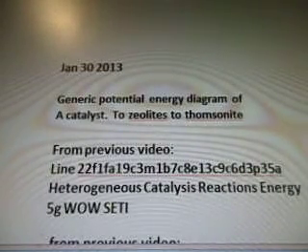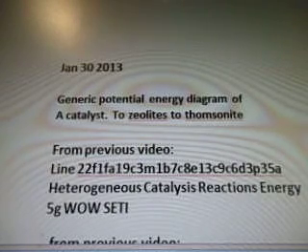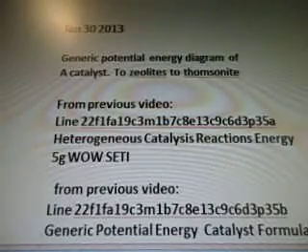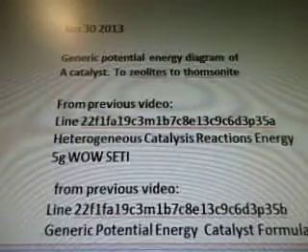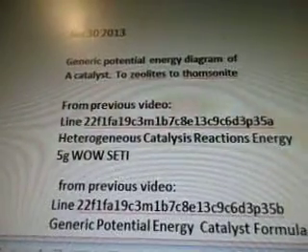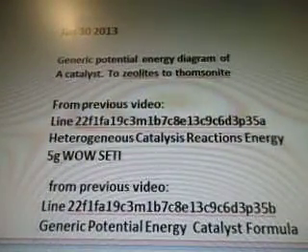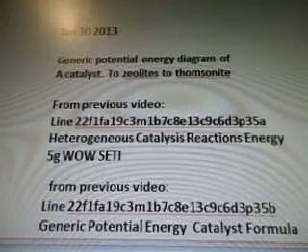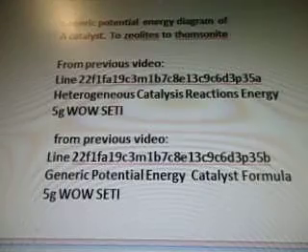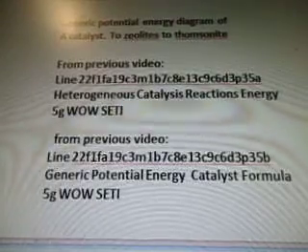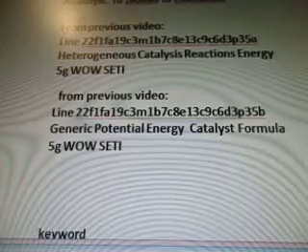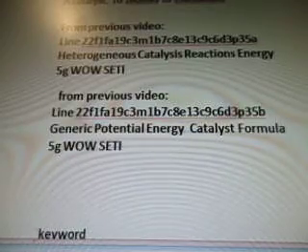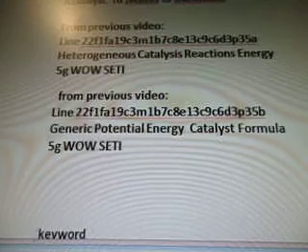So January 30th, the generic potential energy diagram of a catalyst to zeolites to Thomsonite. Today's February 17th. From the previous video, line 22 f1fa19c3m1b7c8e13c9c6d3p35a, Heterogeneous Catalyst Reactions Energy 5G Wow Seti. From the previous video, line 22 f1fa19c3m1b7c8e13c9c6d3p35b, generic potential energy catalyst formula 5G Wow Seti.